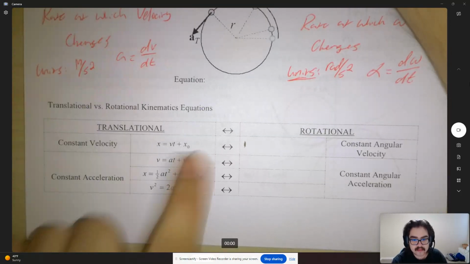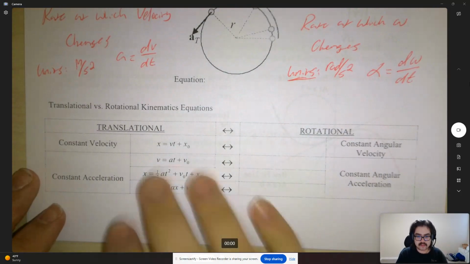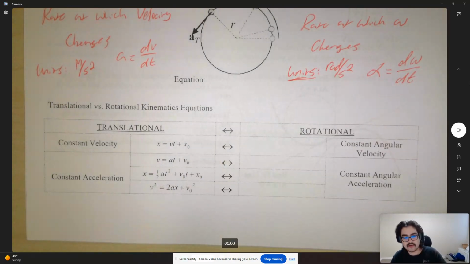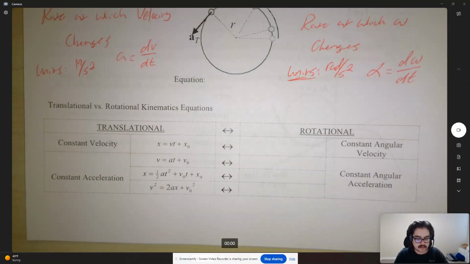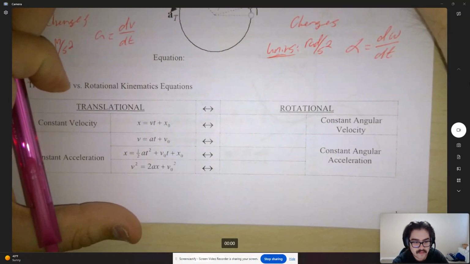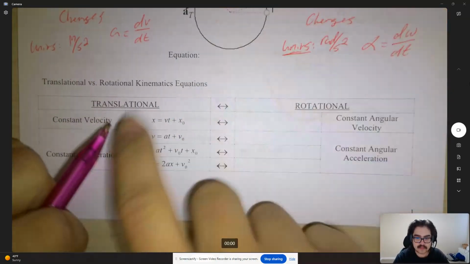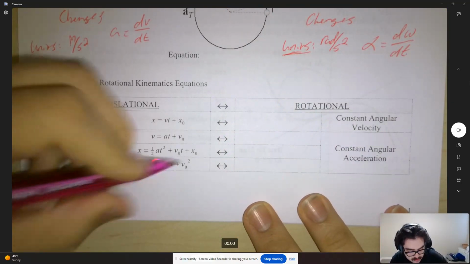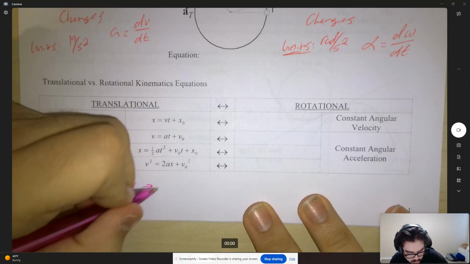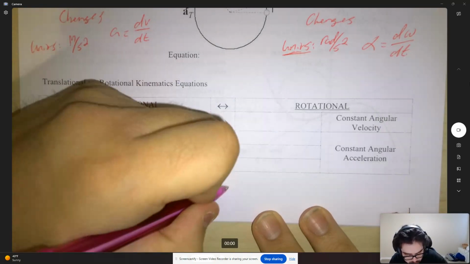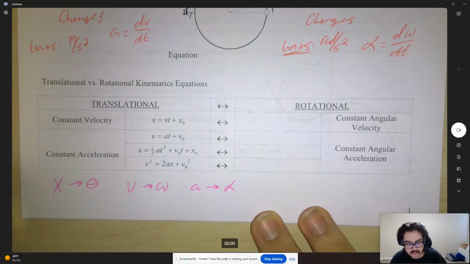Then you have to know how to translate the translational equations into rotational. Well, it's really easy. All you got to do is recognize that every translational variable has a rotational analog. So any x's that you see, you would turn those into theta. Any v's that you see, you would turn those into omega. And any a's that you see, you would turn into alphas. That's all you got to do.